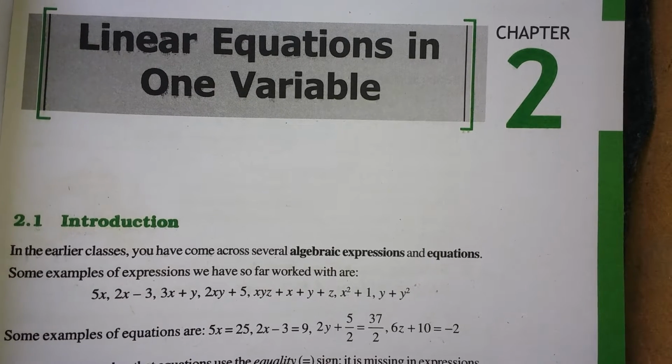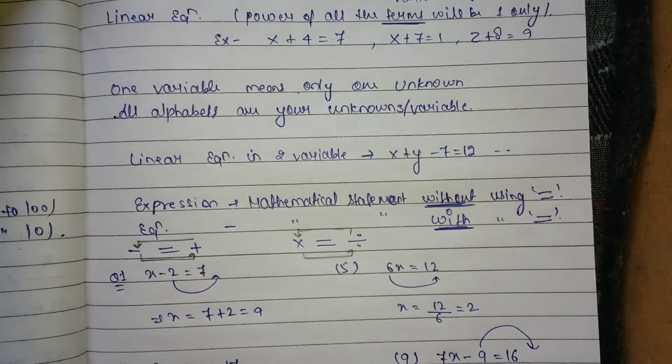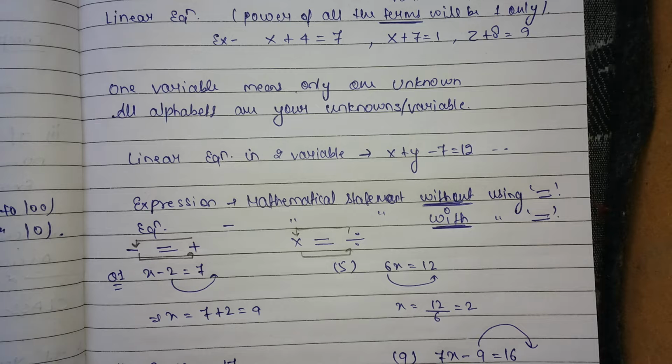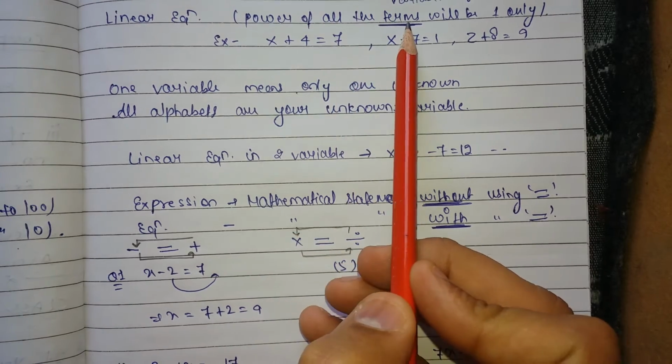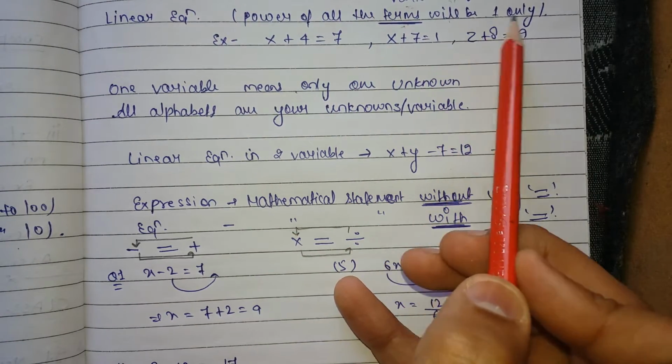Today we are starting with the linear equation in one variable, and in this topic we will be covering certain terms which I'm going to explain to you. First thing is, what do you understand by linear equation? A linear equation is that equation in which the power of all the terms, meaning the variables only, will be one only.